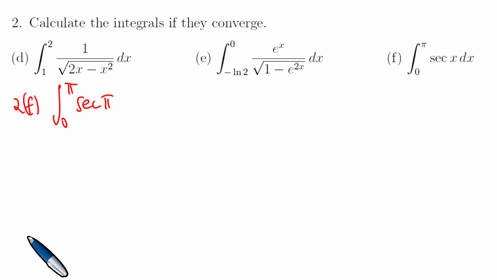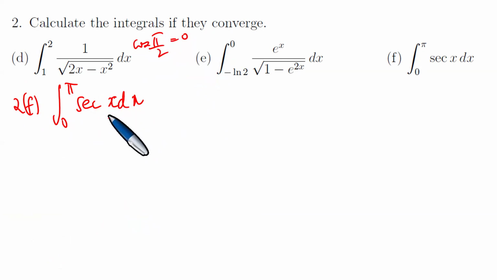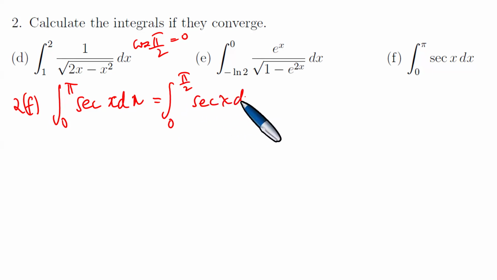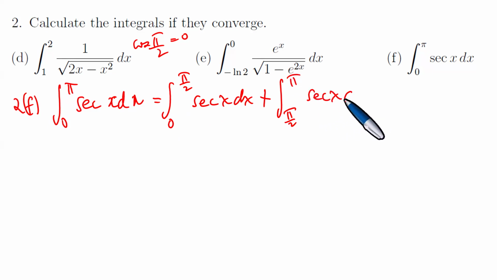The integral of sec x dx. So what is the issue here with this one? How is this an improper integral? It is an improper integral because the secant is 1 over cosine, and at pi over 2 there is a problem because the cosine of pi over 2 is 0. So it's going to be 0 in the denominator. So you must break it into two pieces: 0 to pi over 2 of the secant of x dx, and pi over 2 to pi of the secant of x dx.